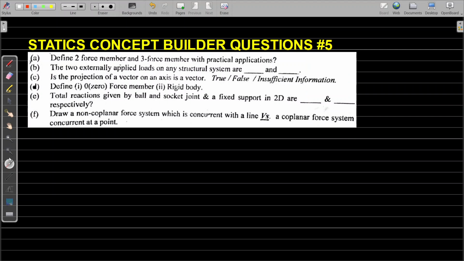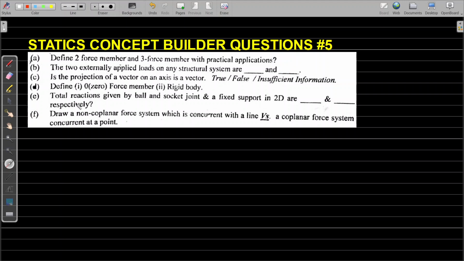The other question over here is: the two externally applied loads on any structural system are dash and dash. In the previous statics concepts video I have already explained this, and you know it very well. The externally applied loads on any structural system are the forces and the moments.